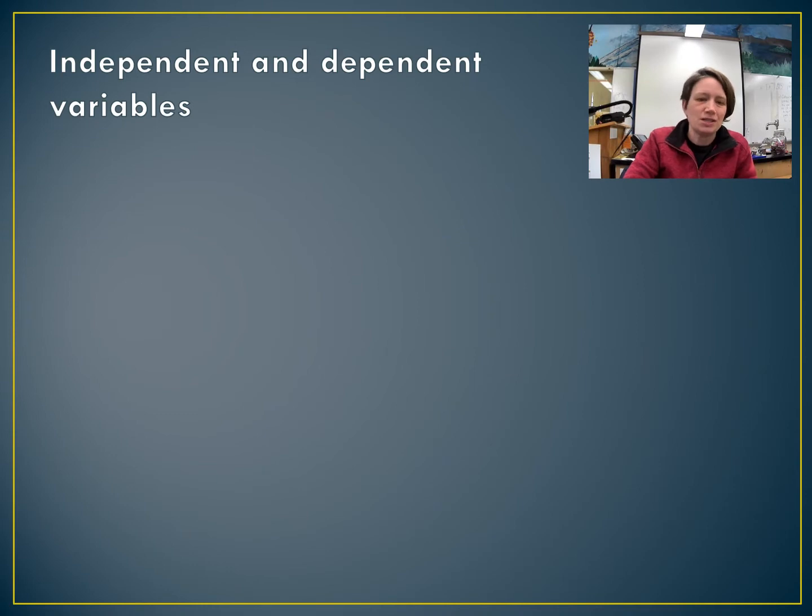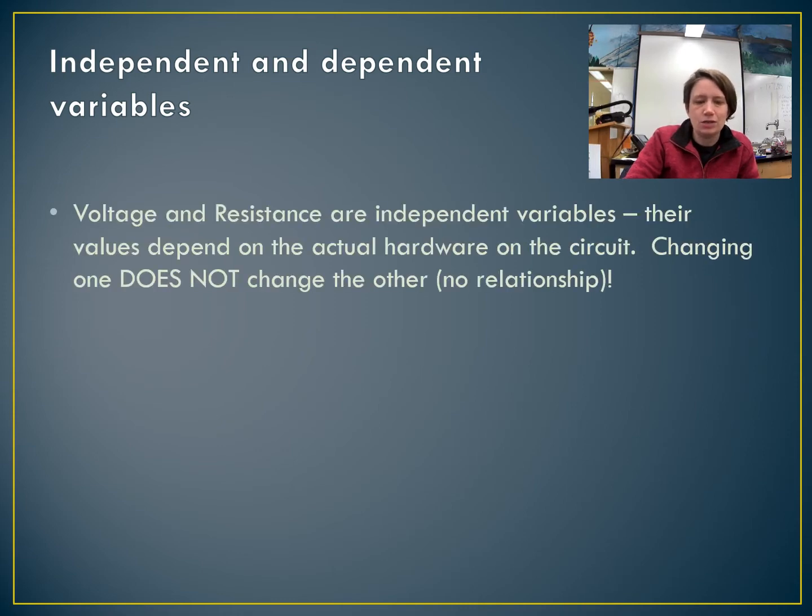So when an engineer designs a circuit, it's useful to think about what variables are independent and just depend on the way I design the circuit versus variables that are dependent. The independent variables in circuit design are voltage and resistance. Those variables depend on the hardware you put in the circuit. It depends on what batteries you put in the circuit and what resistors you put in the circuit. And changing one of them does not affect the other, right?